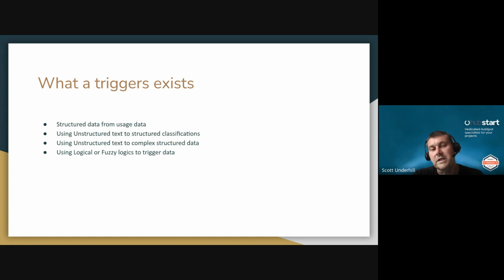For example, if you had financial software or something like that, and there are certain criteria, you can classify: is this a big or small company, or do they have superannuation needs, or whatever it is, by looking at the data and then classifying it. The next trigger we're going to talk about is unstructured text to complex structured data.